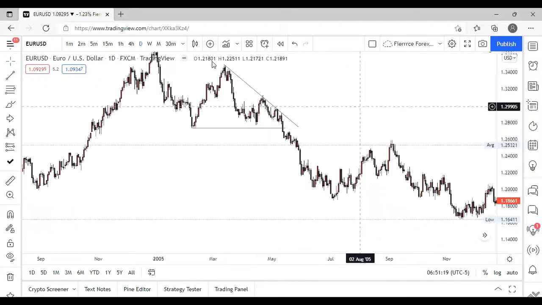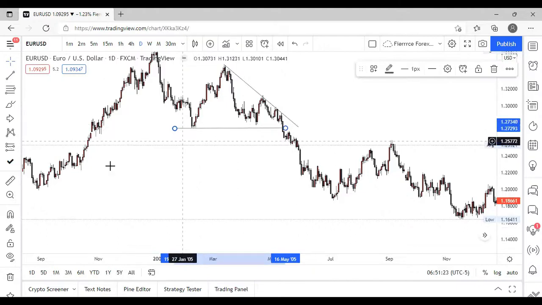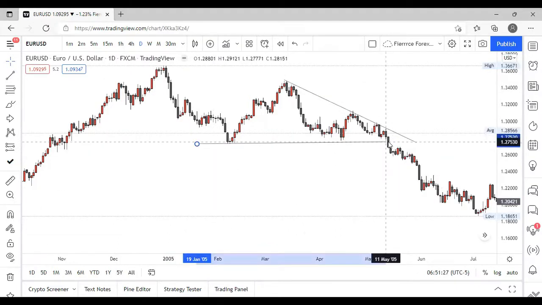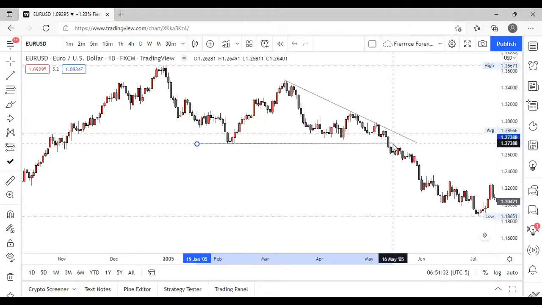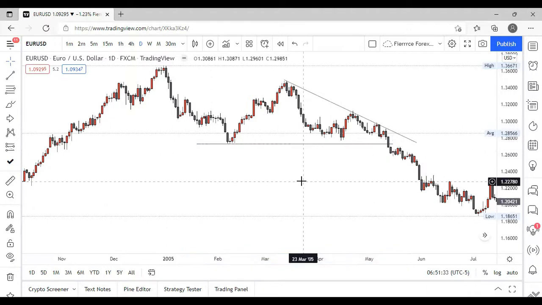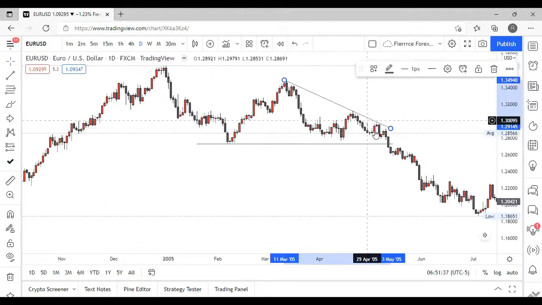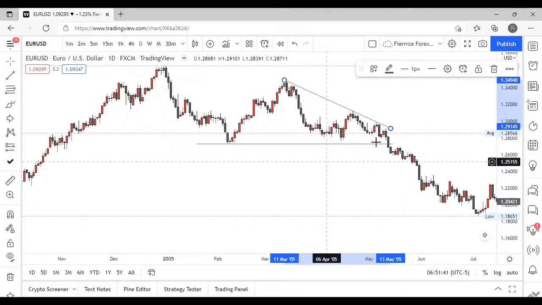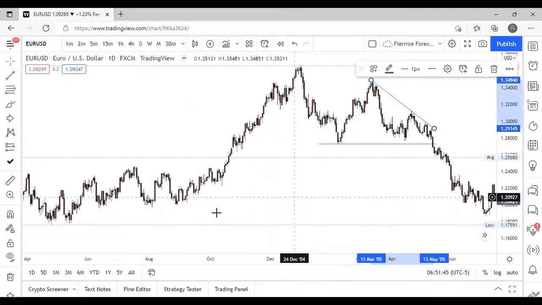Price broke down, descending triangle. I'm basing this off of this. If I zoom in, relatively equal lows. So I drew my trend line based on that, like that. And then what do we see? We see a pointed triangle. And what happened? Price broke out. So this is a continuation pattern. Continuation what? Pattern.